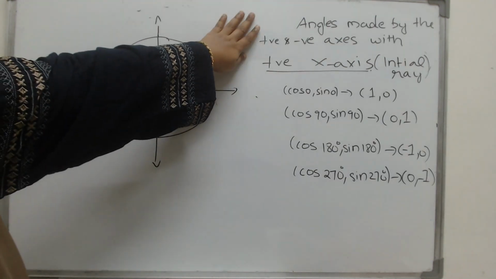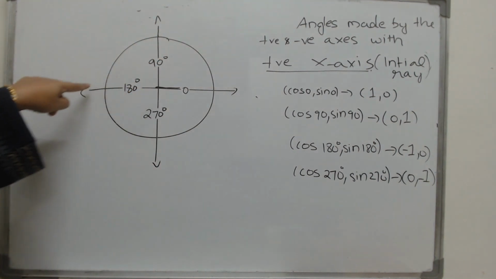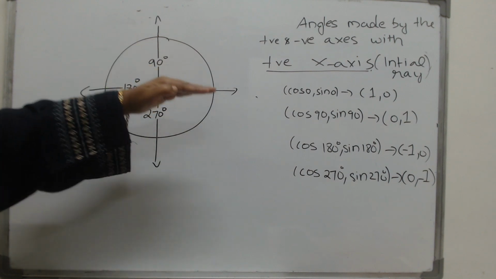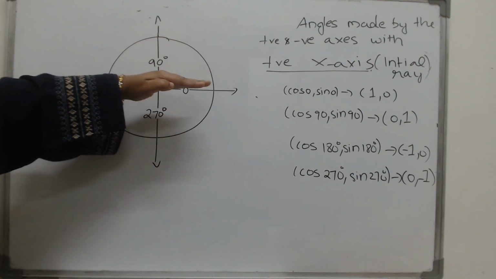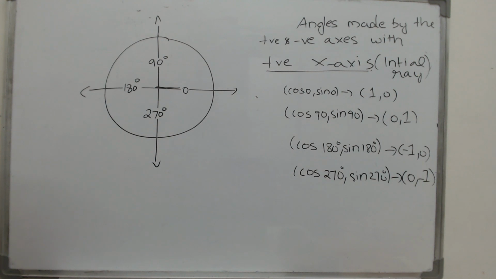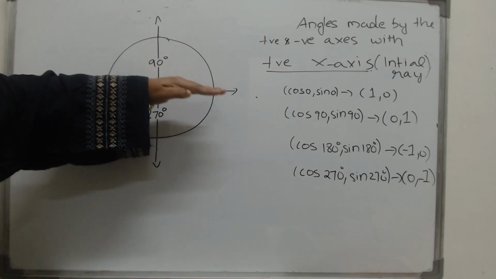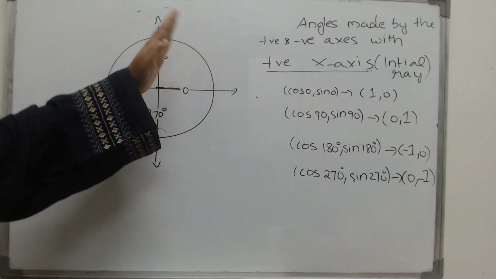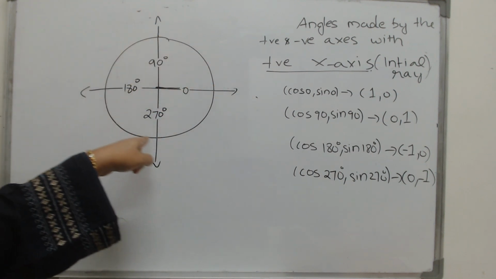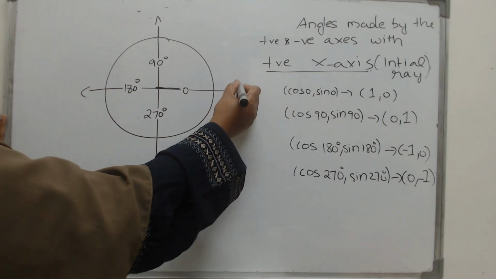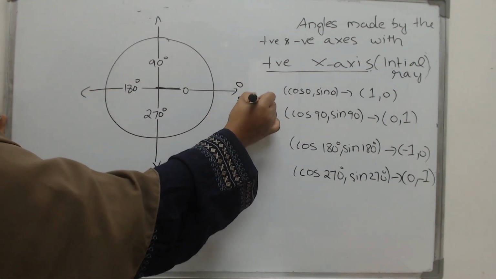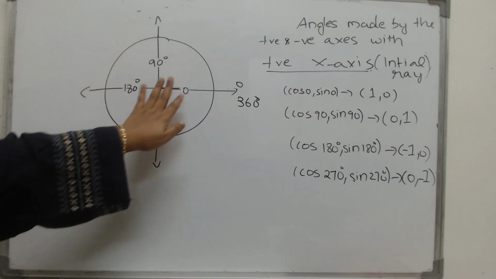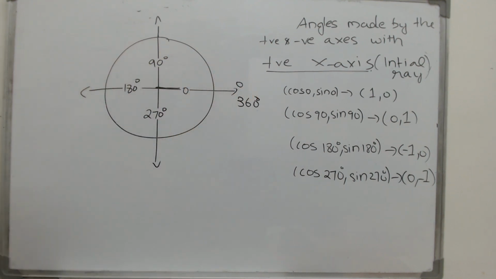Now, what are the angles made by the other positive and negative axes with the main initial ray, the positive x-axis? First, when it has not gone anywhere, it is just 0. It has not covered any distance. Then 90, then 180. It completes its journey exactly here, at 360 degrees. When it completes one complete revolution, it ends at 360 degrees.